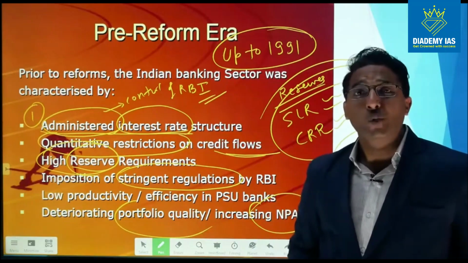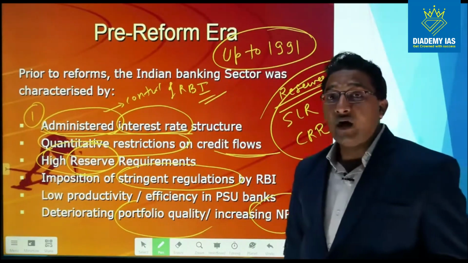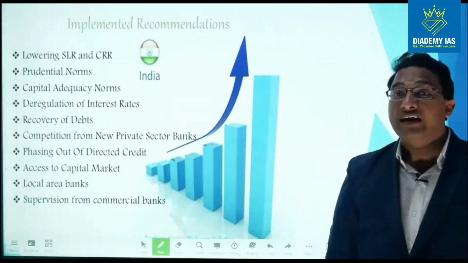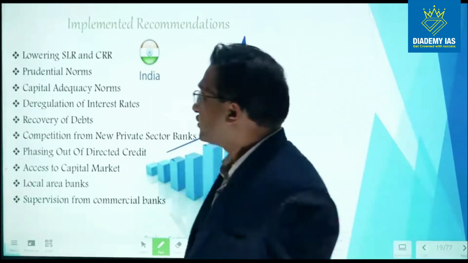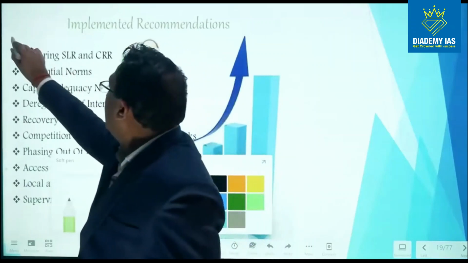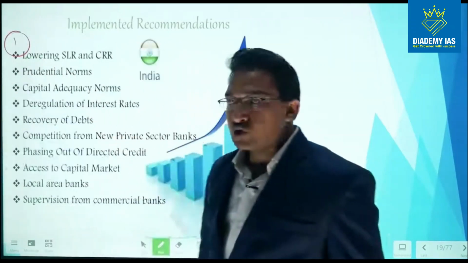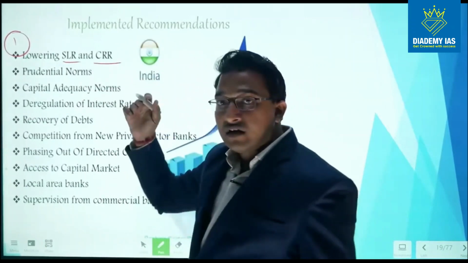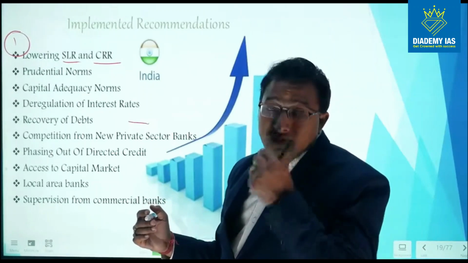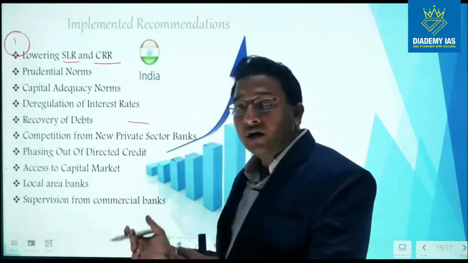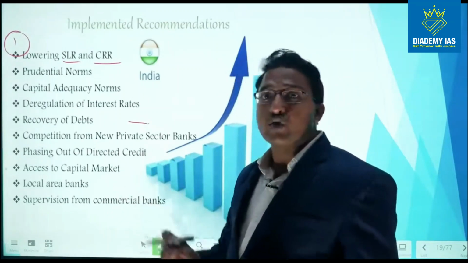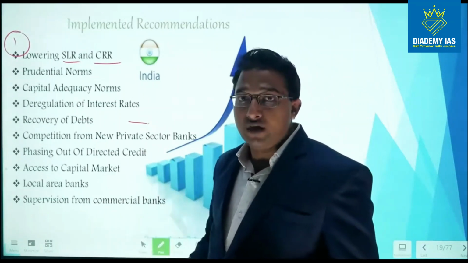Now you can think how much was the requirement of the reforms, and now let us see the different recommendations which were given by the Narasimhan Committee and how they were implemented. First, lowering the SLR and the CRR. So SLR and the CRR were brought down to sufficiently low levels, right? Still they were high. Over a period of time they have been decreasing, but the point is that their level was decreased so that the money was released into the banking system.